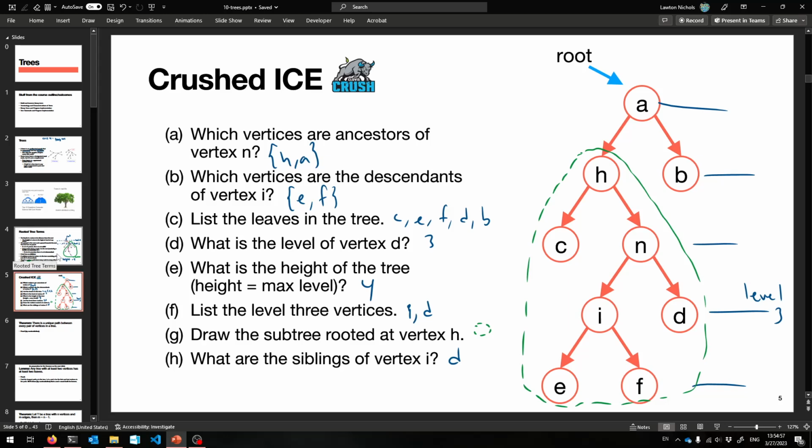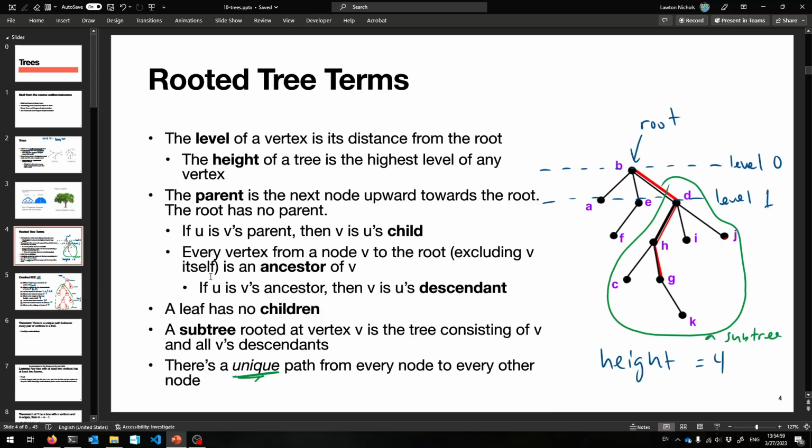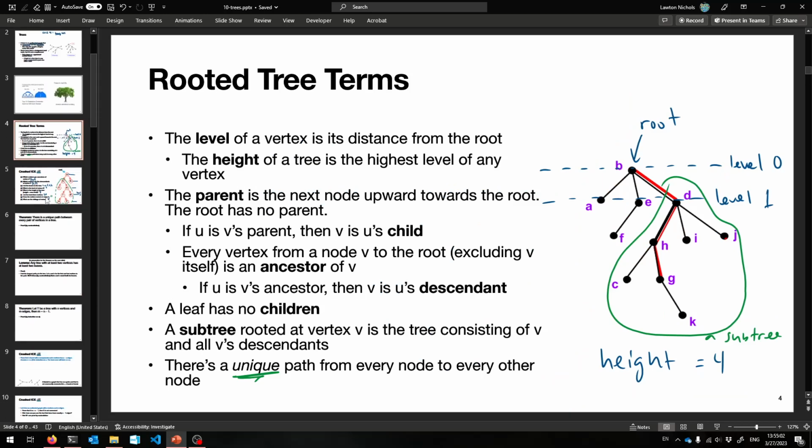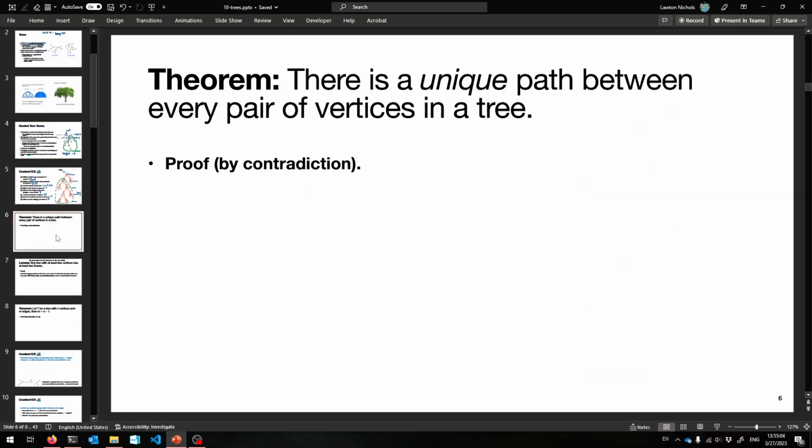Hopefully that's making some sense. It's all coming back to you. I'm sure you've seen these terms before. We're just hitting them a bit harder and more formally this time.